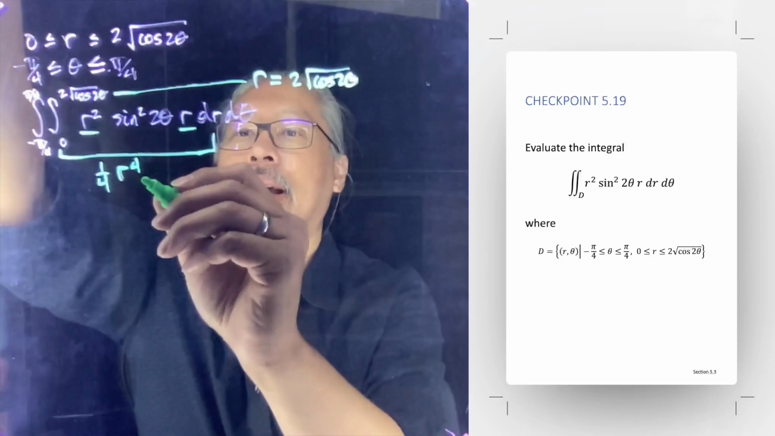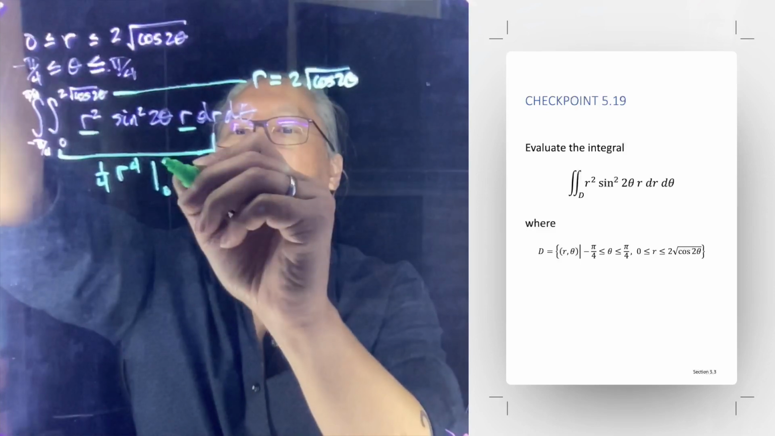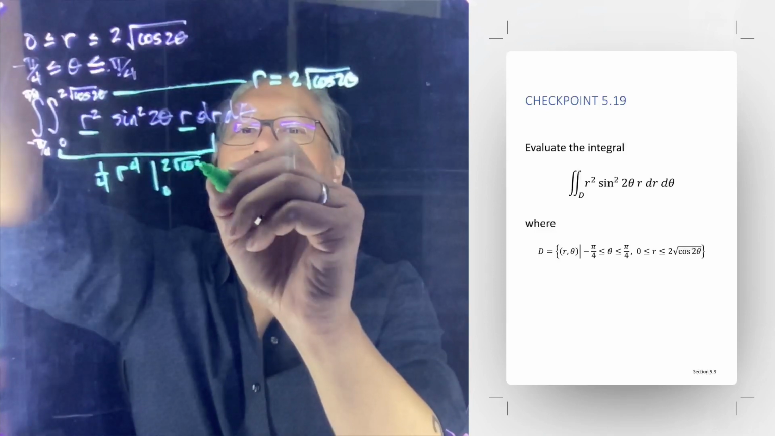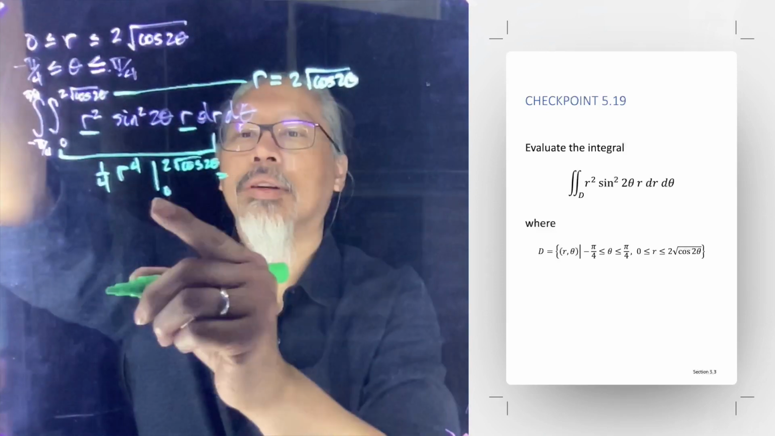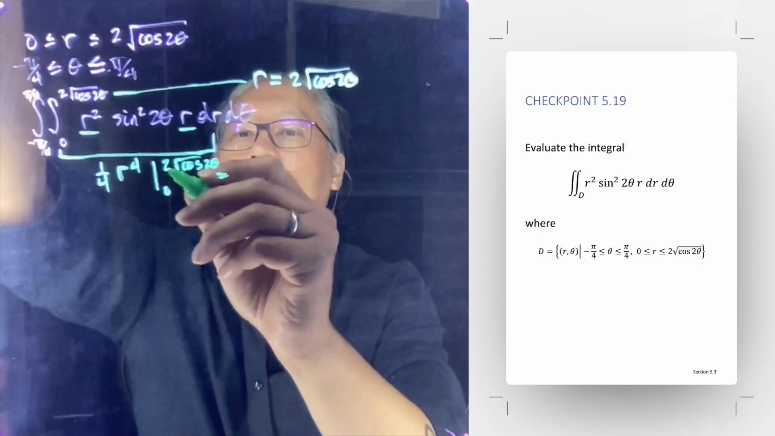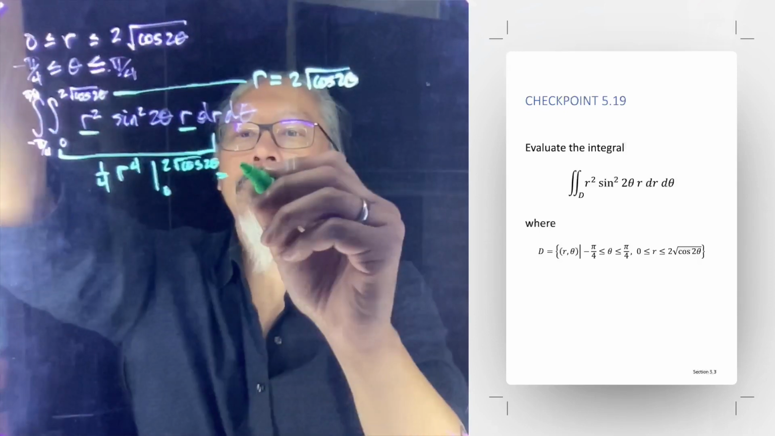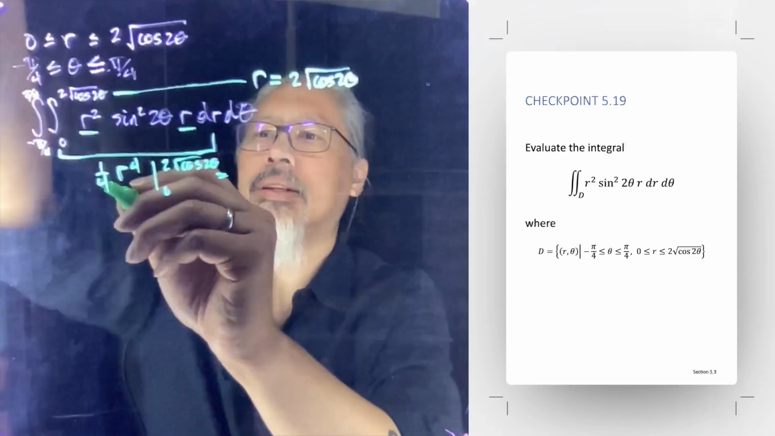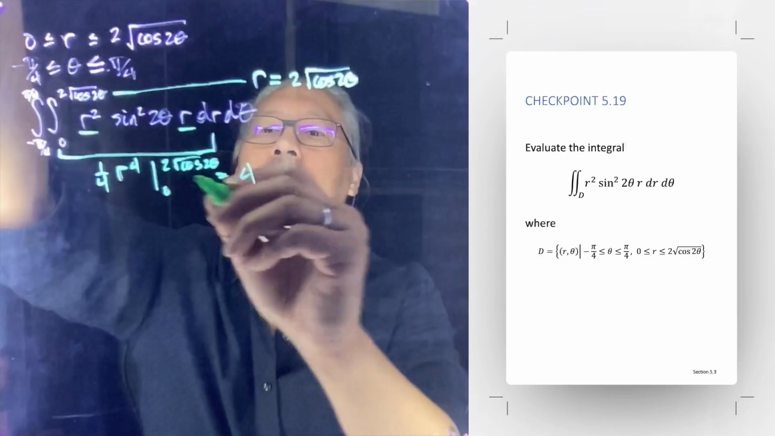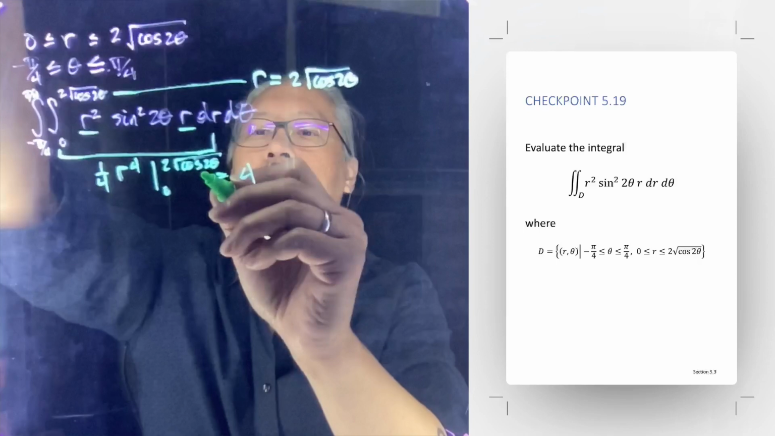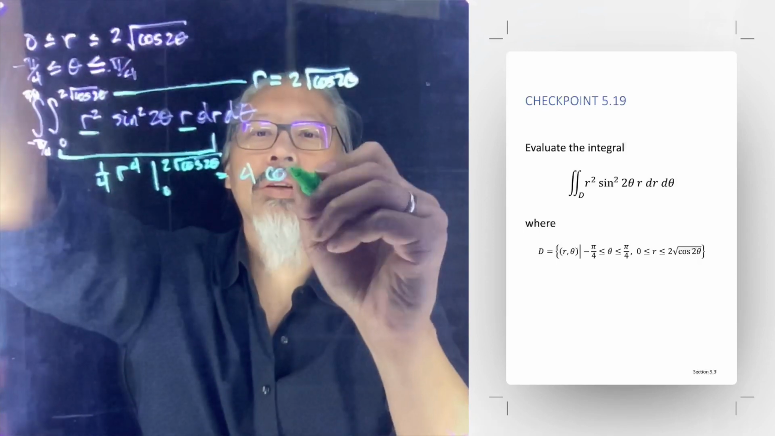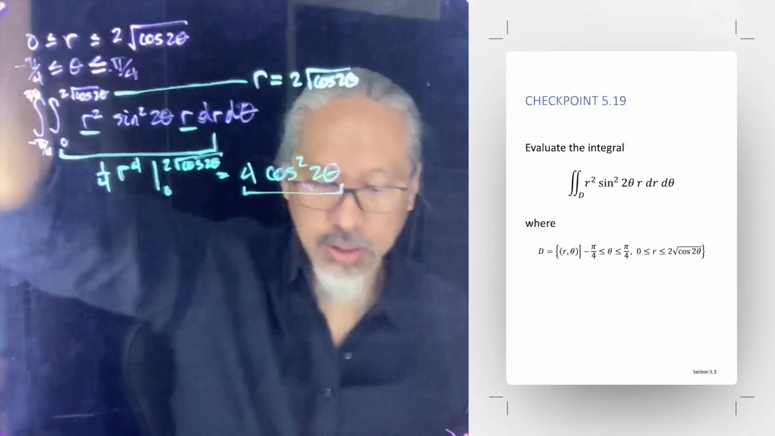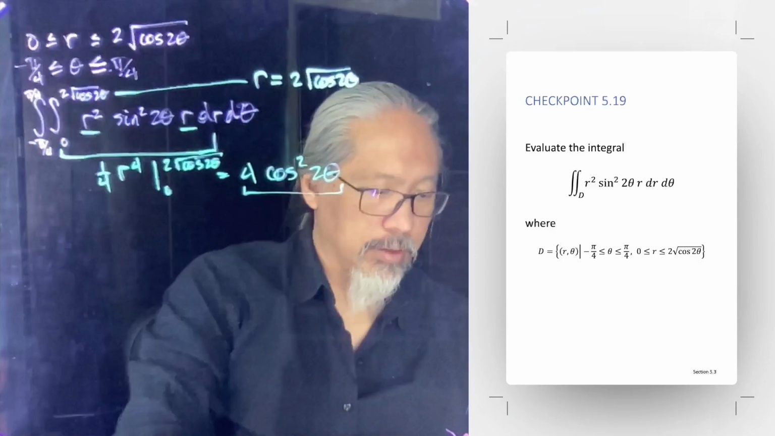Now that we have that, we're going to evaluate this from 0 to this function, 2 square root of cosine 2 theta, and when r is equal to 0, that just disappears. So put that into the square root: 2 to the 4th power is 16, divided by 4 is 4. And then we have cosine, the square root to the 4th power is going to be squared, so that's cosine squared 2 theta. So that's your inner integral.